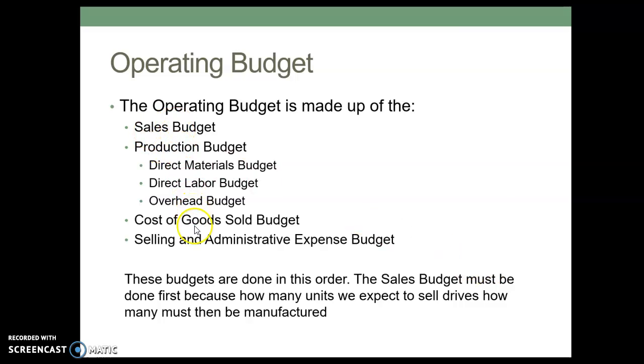And again, here's a list of all the budgets that we're going to be taking a look at that I just named. And they have to be done in this order. We absolutely must do the sales budget first, before every one of these is based on that. The production budget has to be done second, etc.